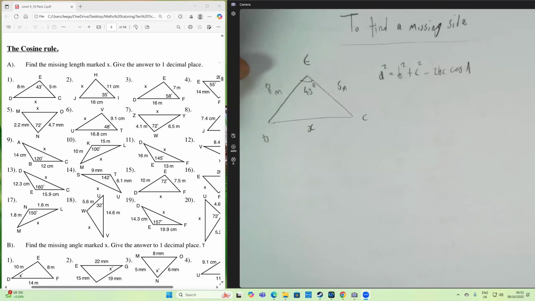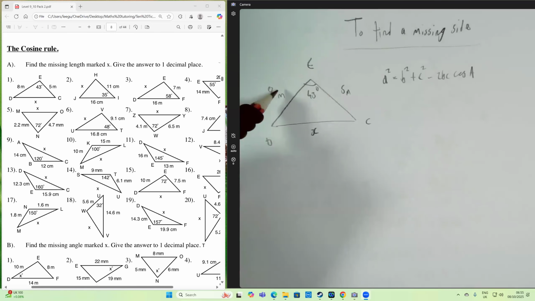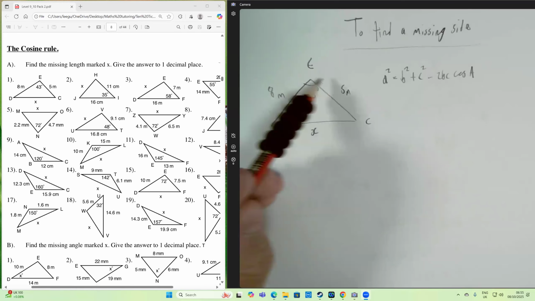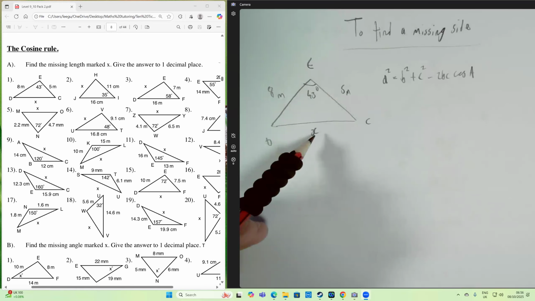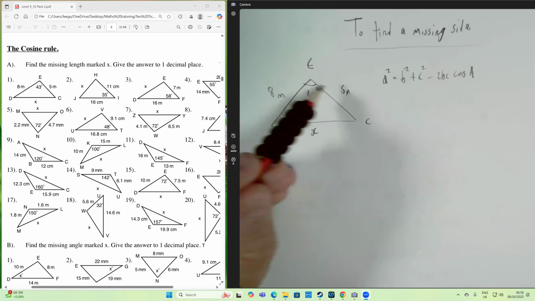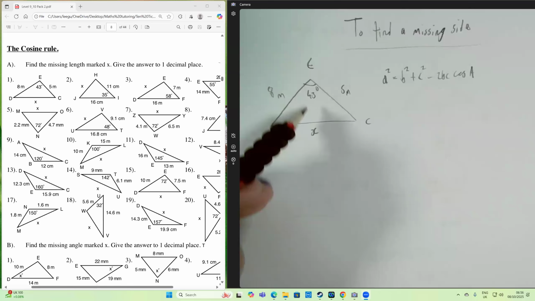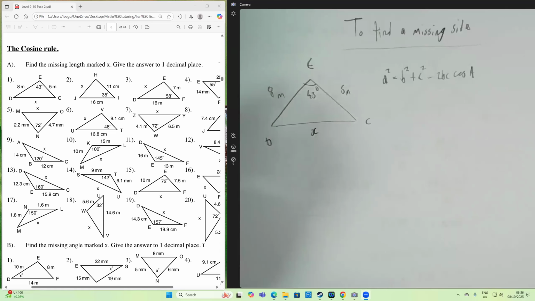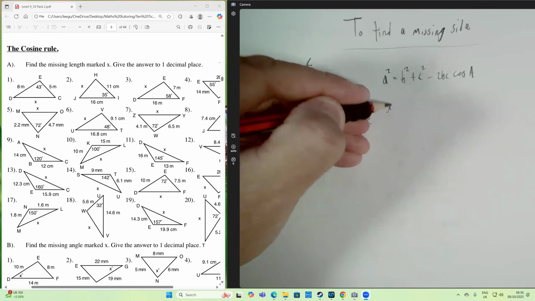If you've got two sides with an angle in between, that's a good indicator that the cosine rule is going to be appropriate. It doesn't matter which side you call b and which side you call c, but the side that you call a must be the one that's opposite the angle. That's the thing that really matters.